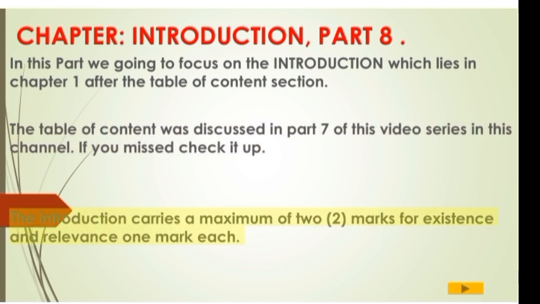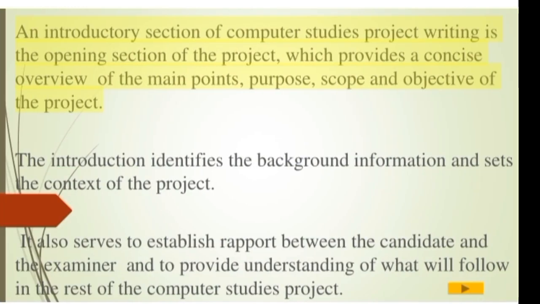The introduction carries a maximum of 2 marks for existence and relevance, 1 mark each. An introductory section of computer studies project writing is the opening section of the project, which provides a concise overview of the main points, purpose, scope and objective of the project. The introduction identifies the background information and sets the context of the project. It also serves to establish rapport between the candidate and the examiner and to provide understanding of what will follow in the rest of the computer studies project.